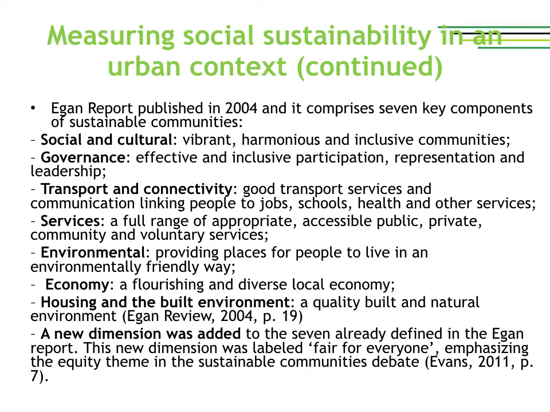You will see that some of them are clearly linked to what we discussed as being social sustainability. Others are more clearly linked to the physical environment. I will briefly go over the 7 components, but then I will focus on the ones that are clearly linked to social sustainability. So we have the social and cultural dimension, where it looks at vibrant, harmonious, and inclusive communities.